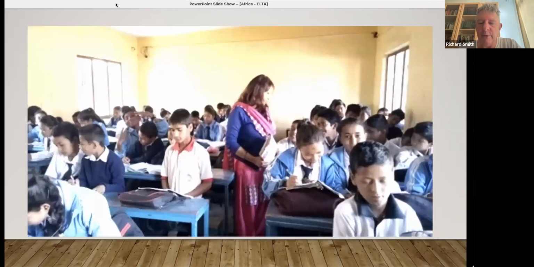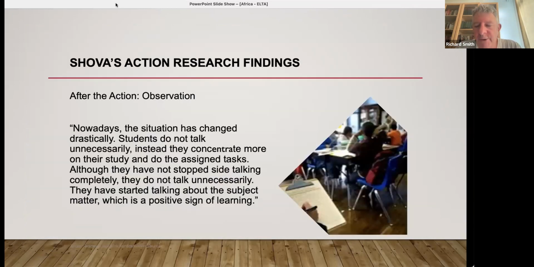You can see her, she's moving there. She gave tasks to them as well. And she noticed that this had changed afterwards. She said it changed drastically. Students don't talk unnecessarily. Instead, they concentrate more. They haven't stopped talking completely, but they've started talking about the subject matter, not about what's going on outside in the street.